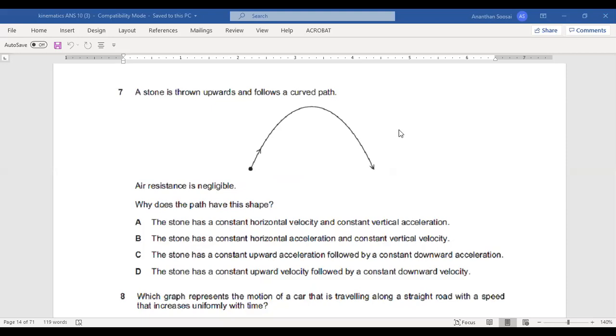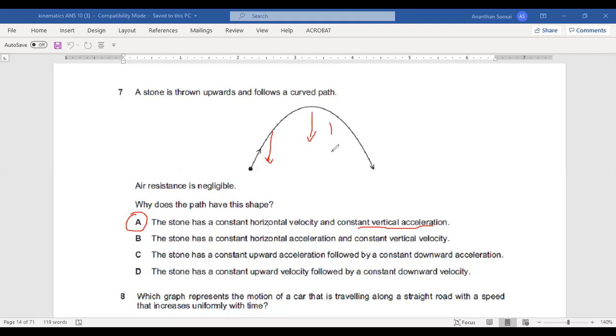Someone said A. A or C? Think carefully. Gravity, does it change direction? Many said A. Good. So the answer should be A, right? The stone has a constant horizontal velocity. It has a constant vertical acceleration. The acceleration is always downwards.